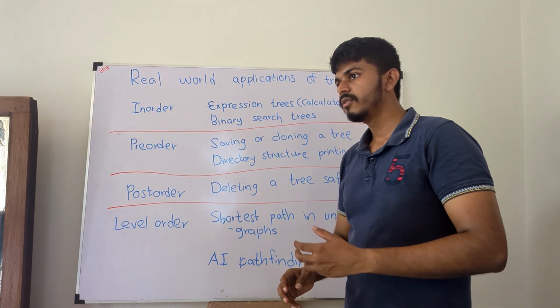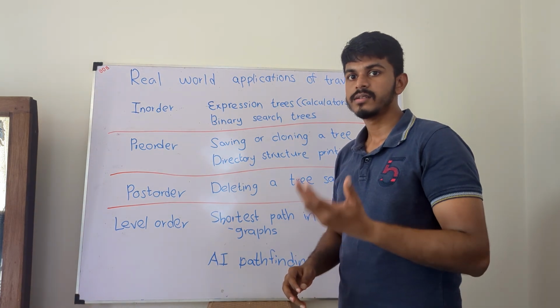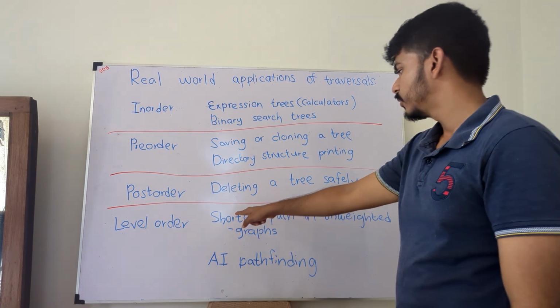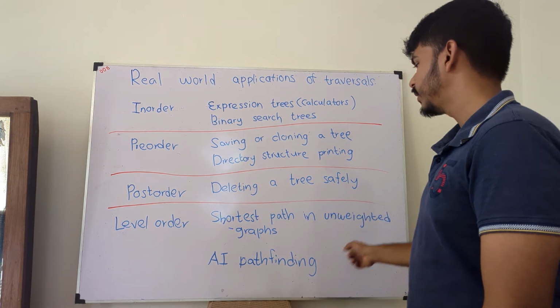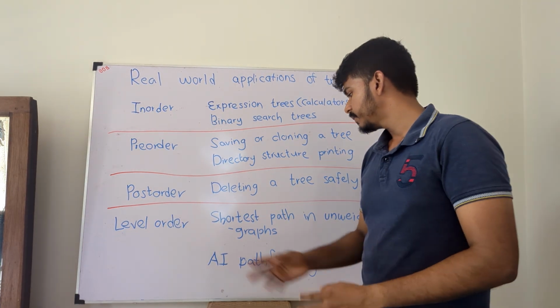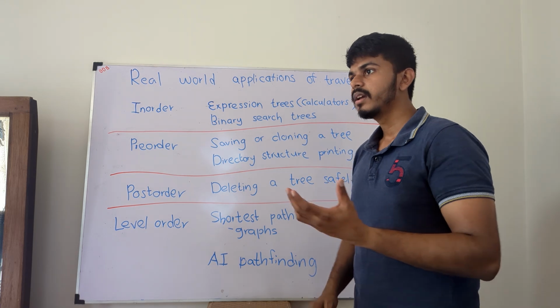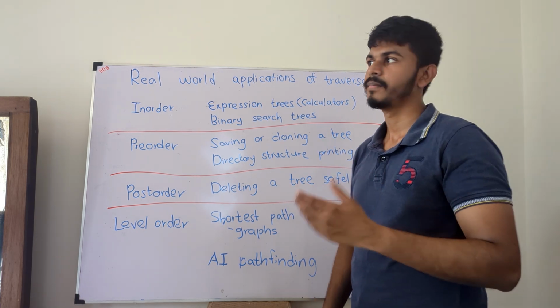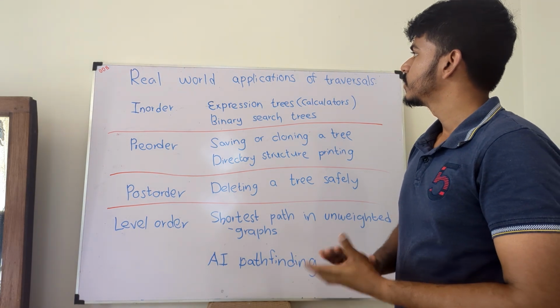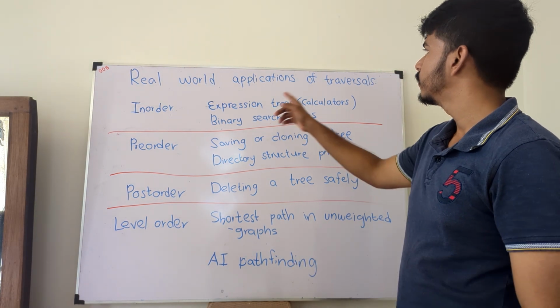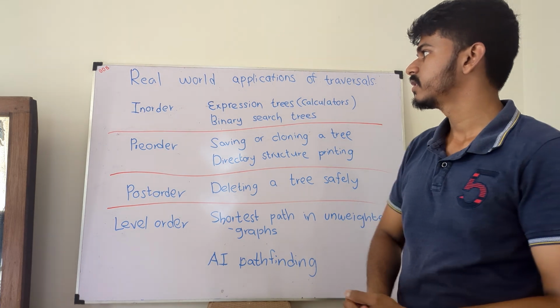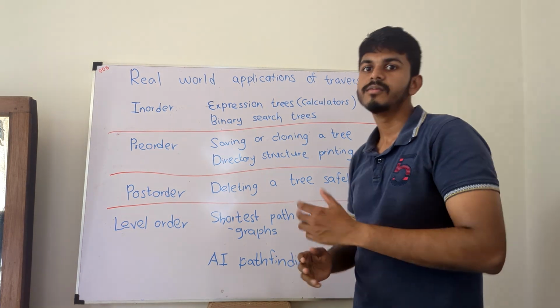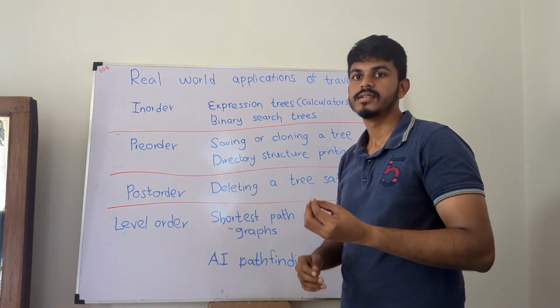Level order is useful when you want to process things step by step, like to find the shortest path in an unweighted graph, and in AI pathfinding, where in AI games we simulate things step by step. So those are the real-world applications of these traversals. Next, we will move on to the code implementations.